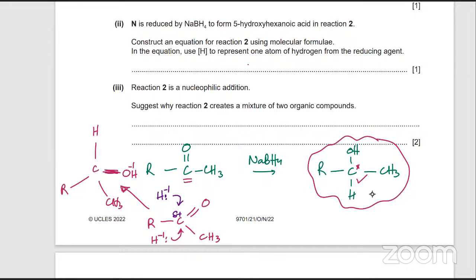Okay, that's easy. The second part is why is this happening? It's happening because this is trigonal planar, and the H could get added from the top or it could get added from the bottom as well. So it can get added from either side, which is why you're going to get both types of optical isomers.